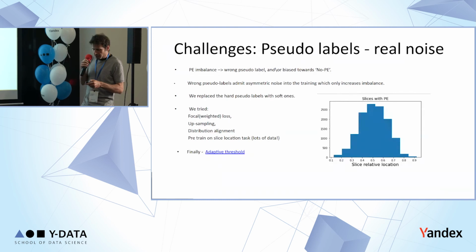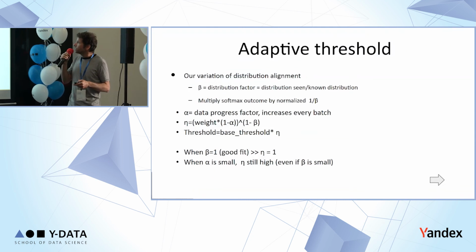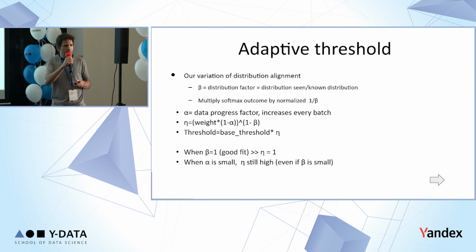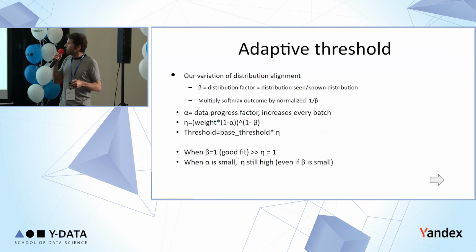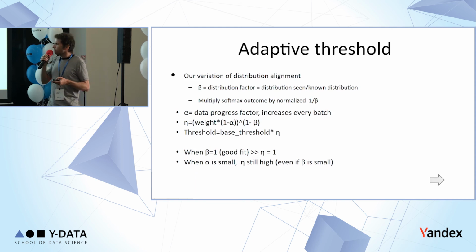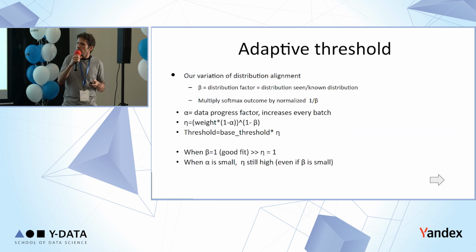And finally, we used the adaptive threshold. This is our own self-made variation on distribution alignment that appeared in the paper. But the idea behind both is the same. We want to encourage the network to produce pseudo labels in the same known distribution. So they have this distribution factor and they multiply the softmax with it. We tried it, but it was just too aggressive. And in the beginning of training, the model is still unreliable, the distribution is still unreliable. We don't want to encourage too much PE.